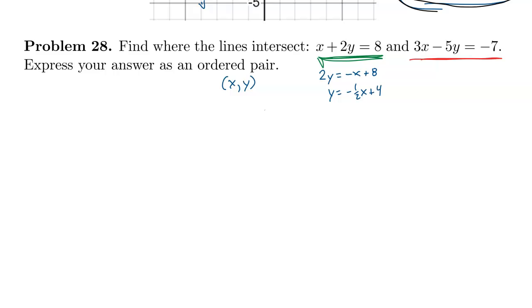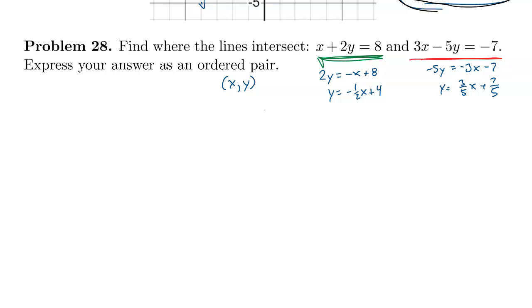In a similar way, although the numbers are going to be kind of awkward here, I can do the same thing over here. Solve this one for y. I get negative 5y equals negative 3x minus 7. Dividing by negative 5, I get y equals 3/5 x minus 7/5. Sorry, plus 7/5.